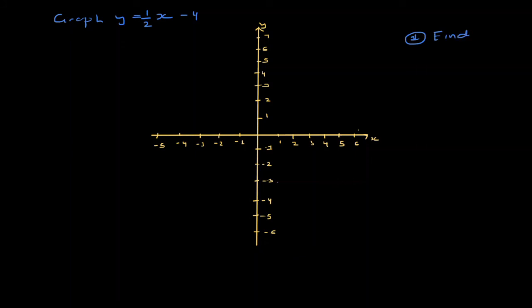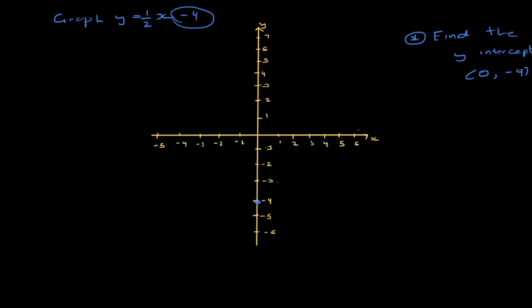So what's step number 1? Step number 1 is find the y-intercept. Find the y-intercept, or plot the y-intercept. So we know the y-intercept is minus 4. So the y-intercept occurs at 0, minus 4. 0, minus 4 is right here. Let's put a point there.